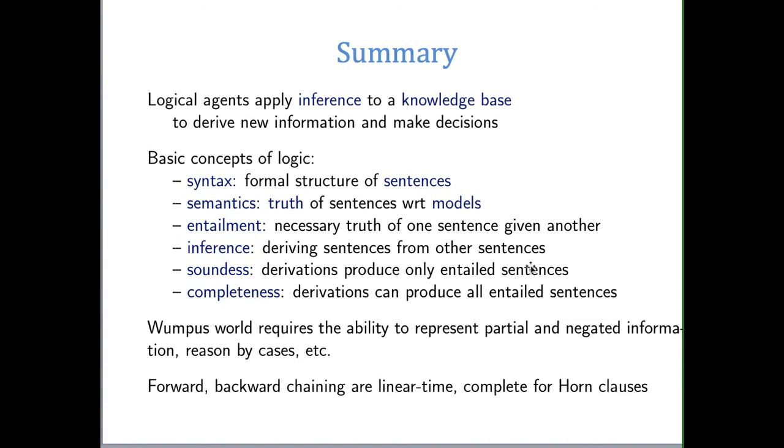We explored Wumpus world, which turns out to require the ability to represent partial and negated information, reasoning by cases, and so forth. And we looked at forward and backward chaining, which are both linear time algorithms, and it turns out that they're complete if we use horn clauses. That is, we can derive everything that's true, entailed by the knowledge base.